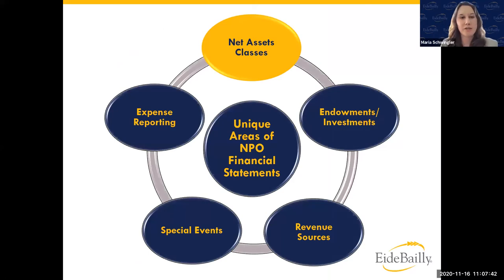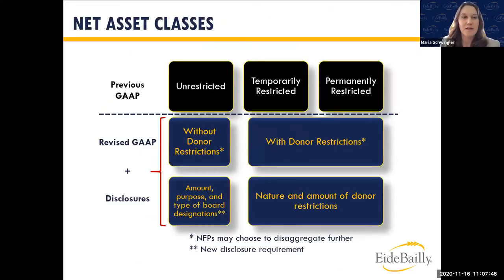So the first area we'll touch on is that area of net assets. A real quick overview: in the last year or two, nonprofits were required to adopt a new accounting standard that changed the terminology related to donor-restricted net assets and really changed the presentation of this within a set of nonprofit financials, going from a three-class presentation down to two.